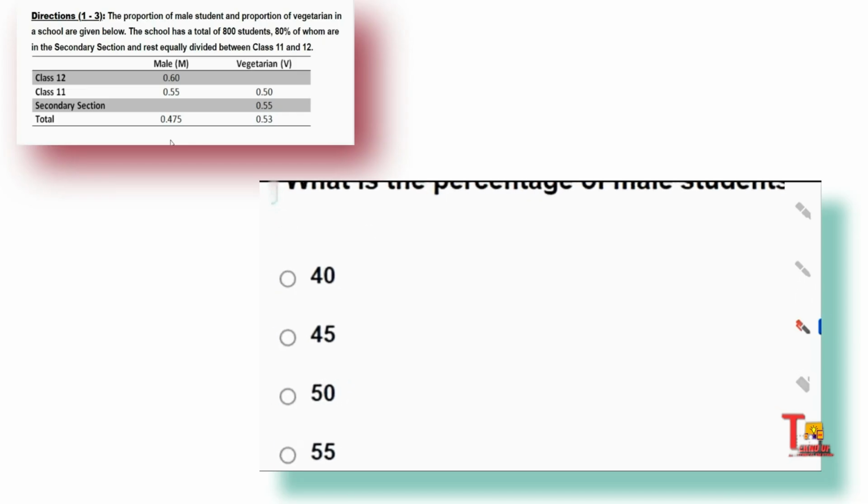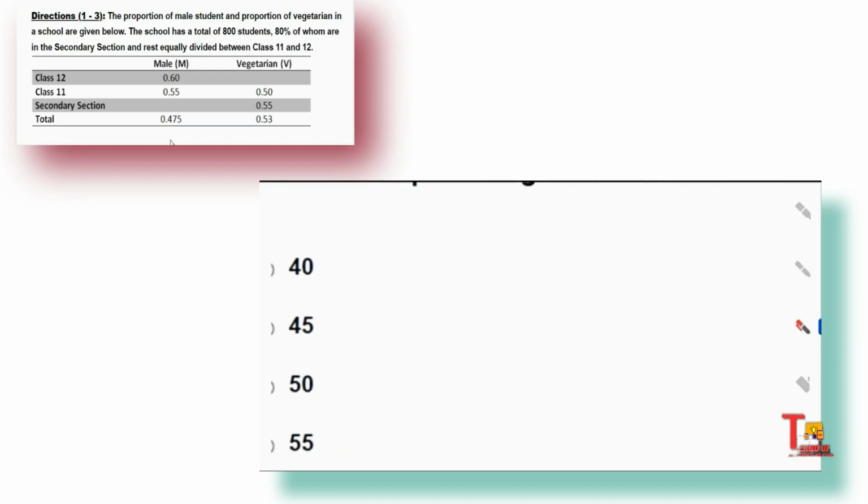So what is the percentage of male students present in secondary section? Okay, so at first we'll calculate the total male students, that is 47.5%, that is given. So 47.5% of total, that is 800. How to calculate that? I had shown the calculation shortcuts, right? So let's go with that procedure.